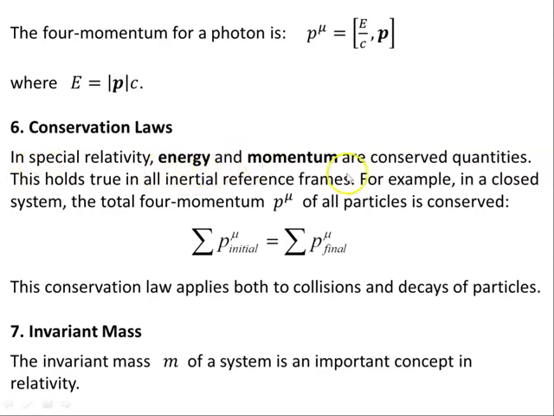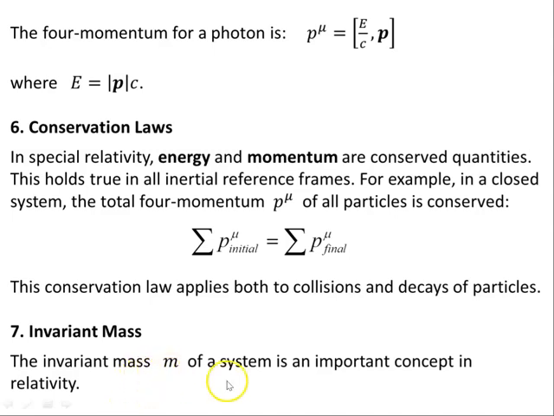Conservation laws in special relativity: energy and momentum are conserved quantities. Not true in general relativity. This holds true in all inertial reference frames. For example, in a closed system, the total four-momentum, p mu, of all particles is conserved, just as in classical Newtonian mechanics. Total momentum before is equal to total momentum after. In a closed system, it's conserved. This conservation law applies to both collisions and decays of particles.